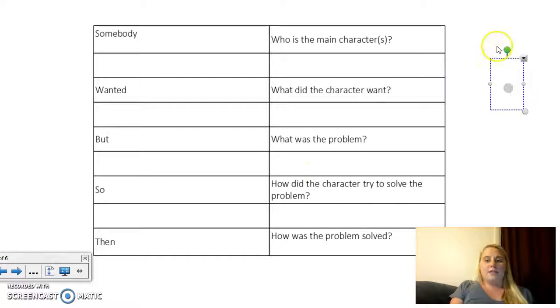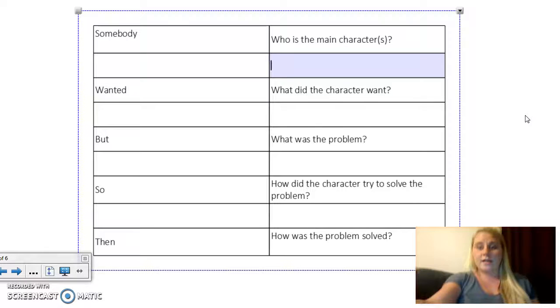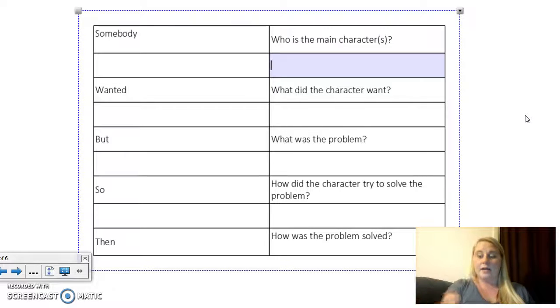So one of the strategies that you can use as a writer is a Somebody Wanted But So Then chart. And I put this chart in here, and in Google Classroom I'll give you a chart that you can use for your own writing. But this strategy is something that a lot of writers use to think about their character and what they want and where their story is going to go following that plot line that we just talked about.